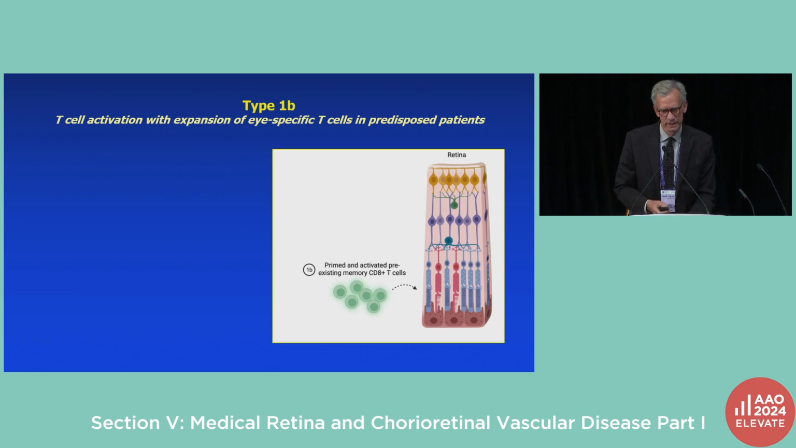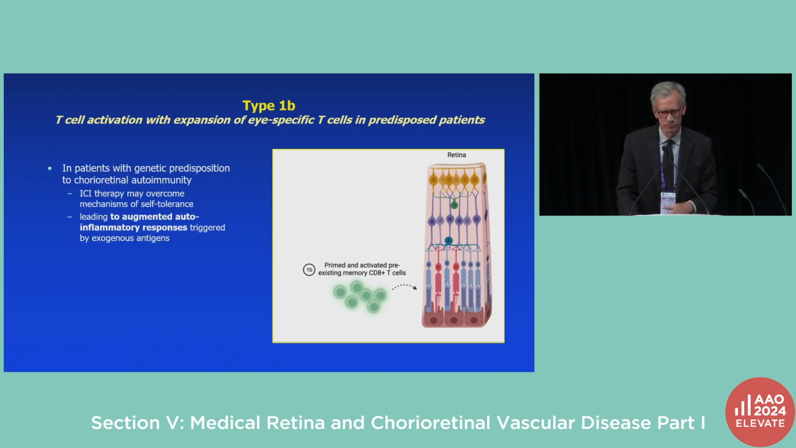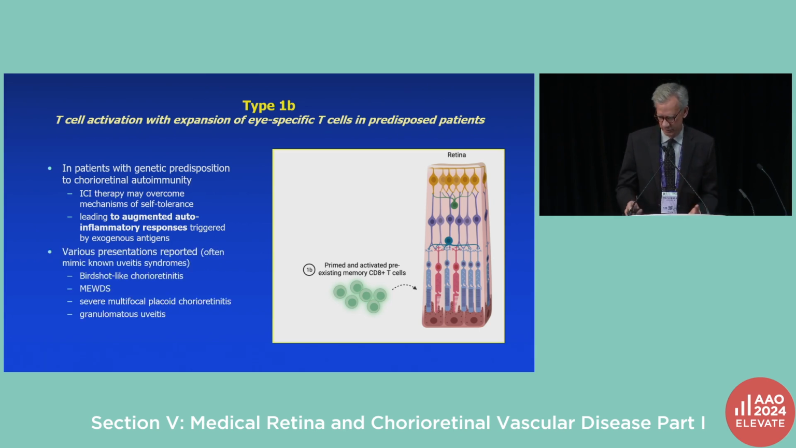Type 1B involves T cell activation with expansion of eye-specific T cells in predisposed patients. So the idea here is that in patients with genetic predisposition to chorioretinal autoimmunity, ICI therapy overcomes mechanisms of self-tolerance, leading to an augmented autoinflammatory response triggered by exogenous antigens. So these are syndromes that we're kind of familiar with.